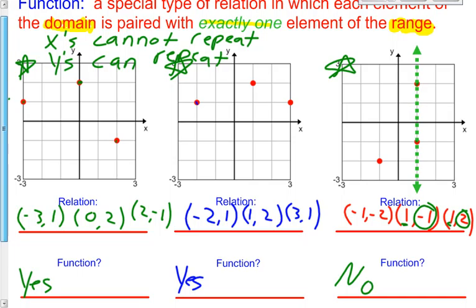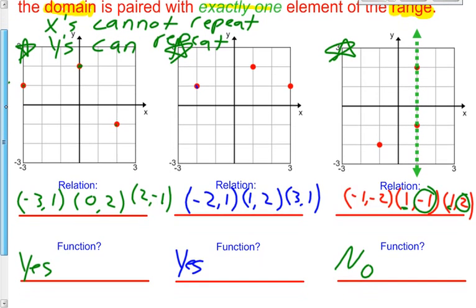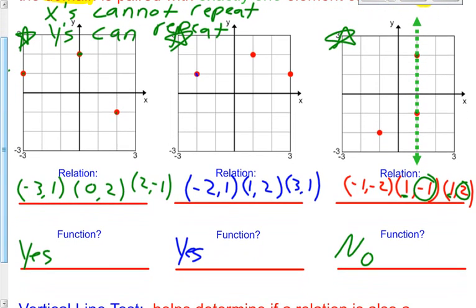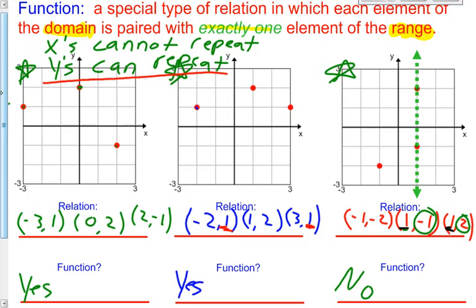The y values can repeat, and it could still be a function. The x values are the ones that cannot repeat. So as you see on the middle one, I have a y value of 1 and another y value of 1. And this is still a function because my y values can repeat. However, on my third one, I have an x value of 1 and an x value of 1. My x's just repeated. If ever my x's repeat, then it is not a function, because with a function, the x's cannot repeat themselves.